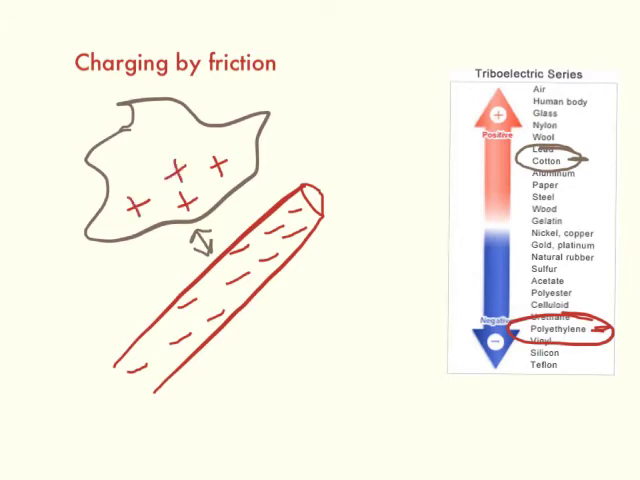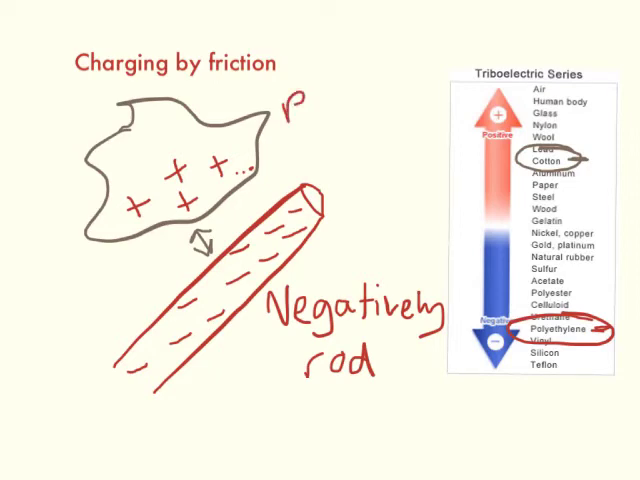So by rubbing the polyethylene rod with the cloth, electrons are transferred from the surface atoms of the cloth onto the rod. So the rod's now got more negatively charged electrons, so it is what we call negatively charged. The rod is negatively charged. The cloth, however, because it's lost a lot of electrons, is now positively charged. So we've managed to charge up those two things by rubbing them together.